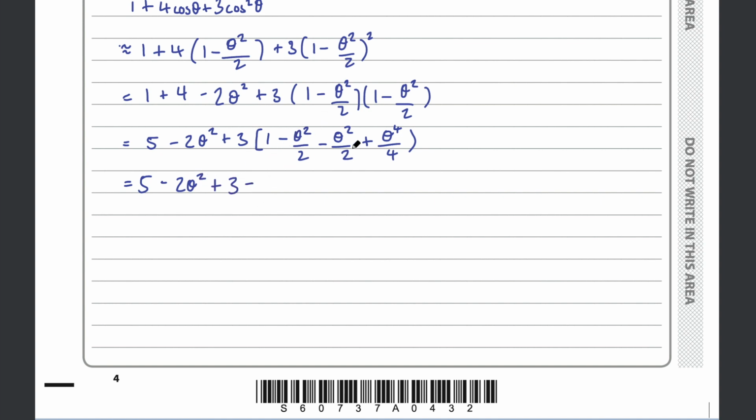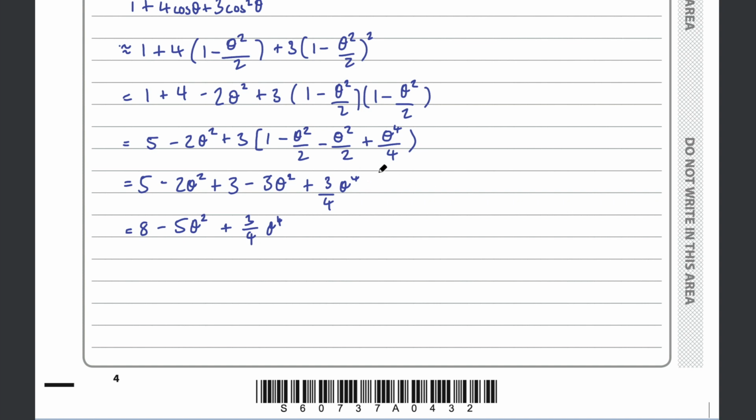Take, and now we can actually simplify this first. So theta squared on 2 take theta squared on 2. That's like negative a half take a half. So that'll just be negative theta squared. So negative theta squared times 3, that will be negative 3 theta squared. And then we have 3 times theta to the power 4 on 4. So that'll just be 3 on 4 theta to the power 4. Okay, so we've expanded those brackets out, then keep simplifying. So 5 plus 3 is 8. And negative 2 theta squared take 3 theta squared, that will be negative 5 theta squared. And then we have this plus 3/4 theta to the power 4 on the end.